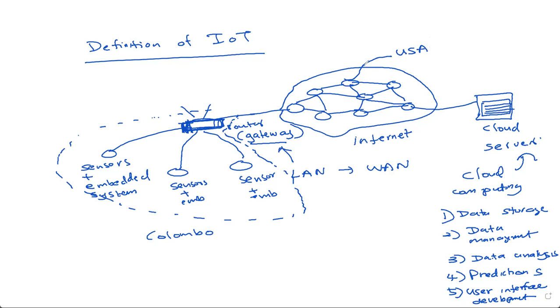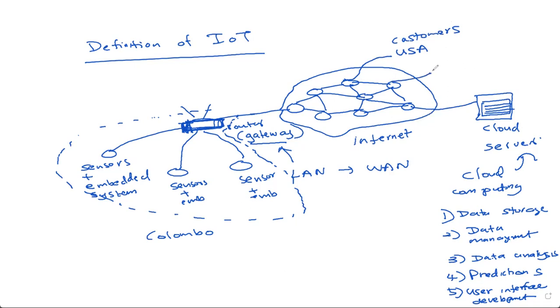If somebody wants to access the IoT network from USA, they will just have to connect to the internet, and they will just have to connect to the maybe cloud server, which has all the data regarding the IoT network. So the customers from another remote location can access the IoT network and its data using this connection.